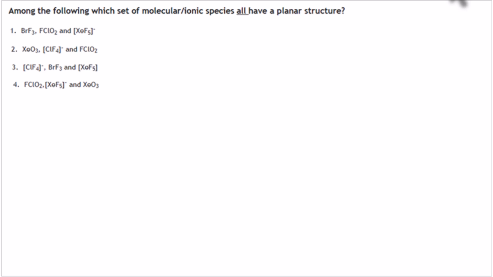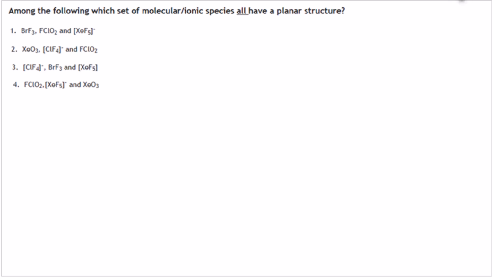So we have a question here again, which has been asked in the CSIR-UGC-NET examination in the year 2022. The question says that among the following, which set of molecular or ionic species all have a planar structure? And again, we will apply the VSEPR theory to solve this to get the geometry.